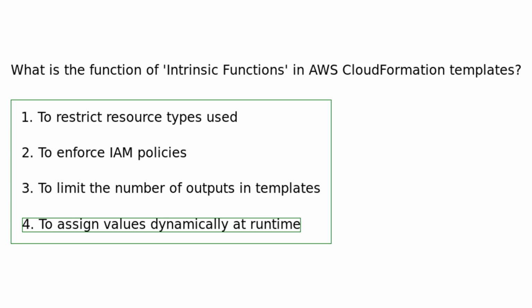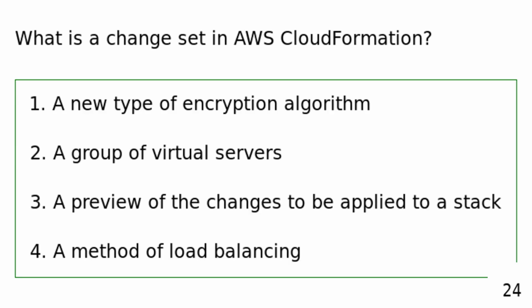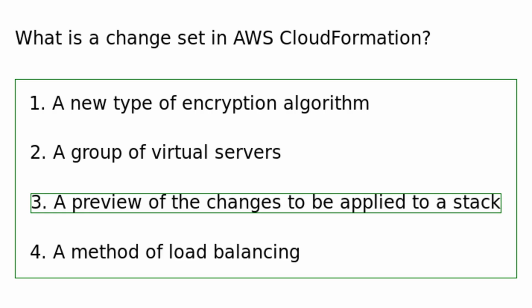in resource configurations. What is a change set in AWS CloudFormation? A new type of encryption algorithm. A group of virtual servers. A preview of the changes to be applied to a stack. A method of load balancing. In AWS CloudFormation, a change set is a way to preview how proposed changes to a stack might impact the running resources before creating or updating those resources.